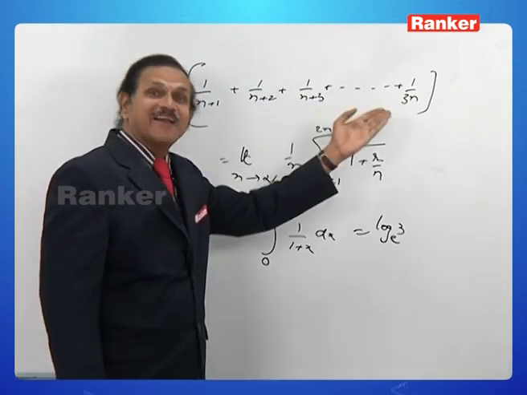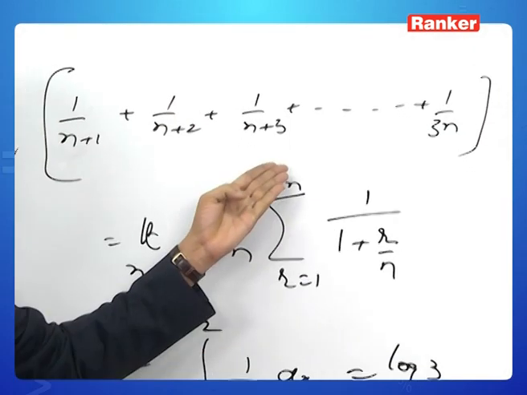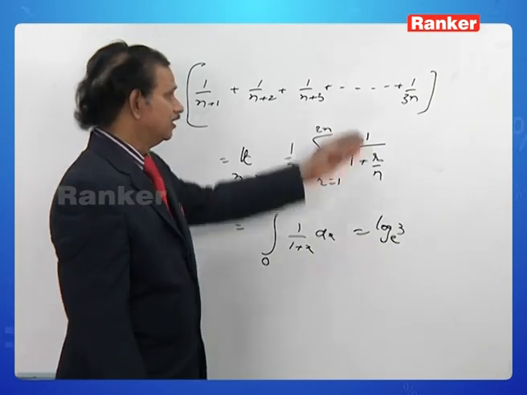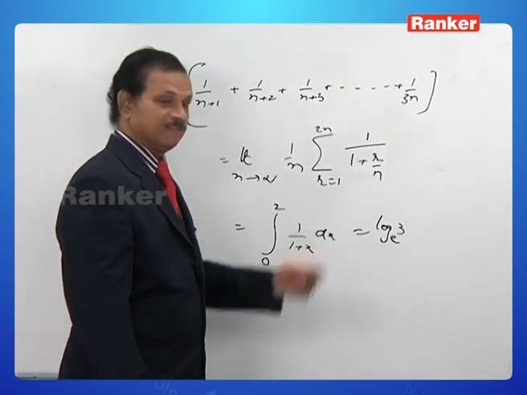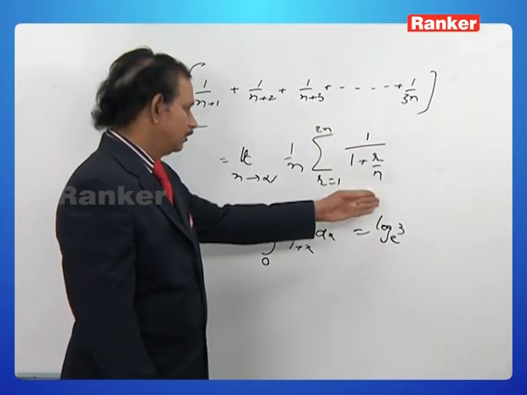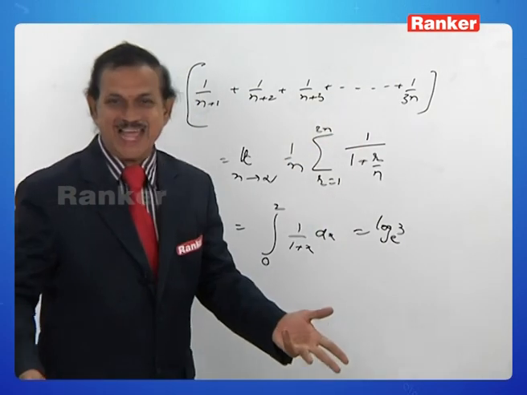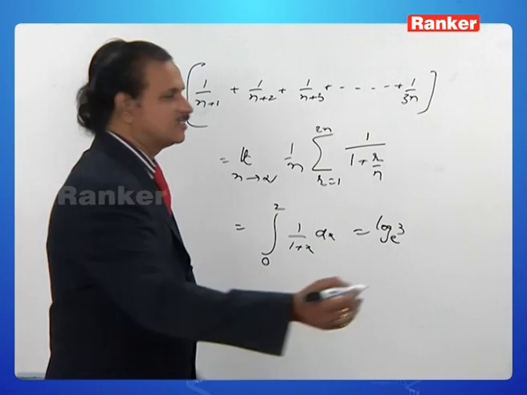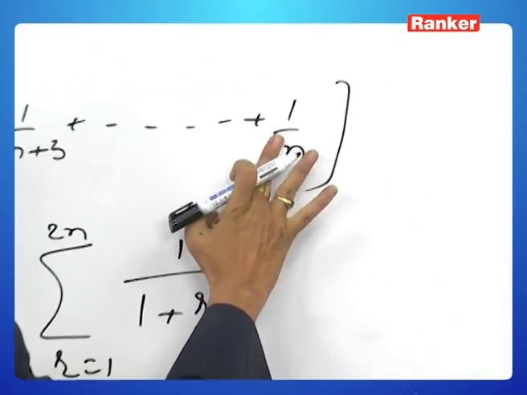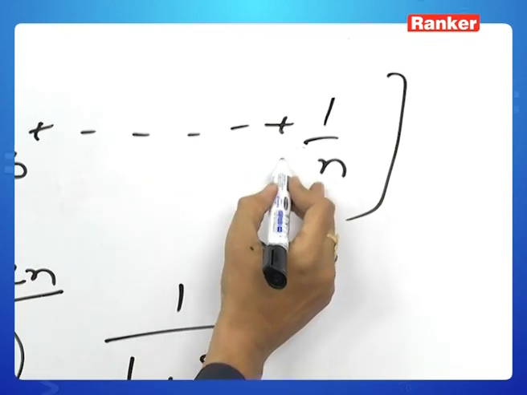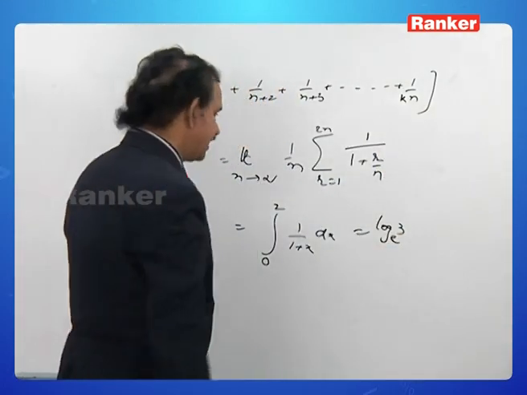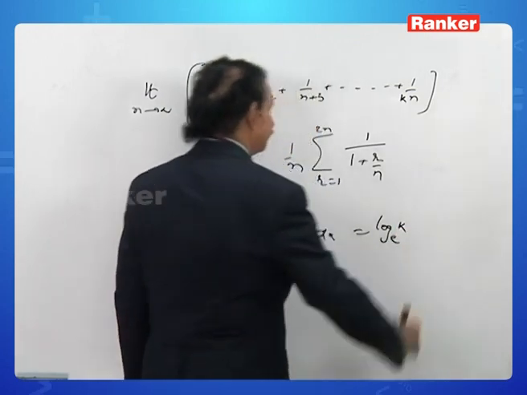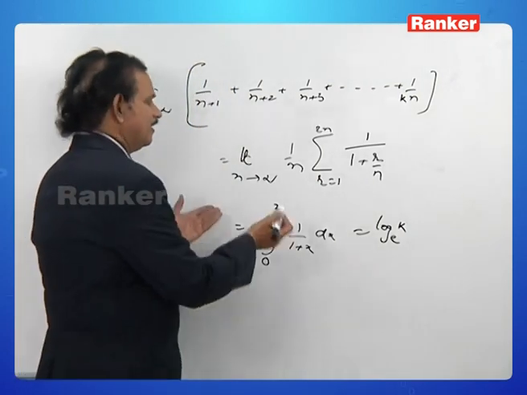If I have 1 by 4n, then the limits will be r is equal to 1 to 3n. Here the limits will be 0 to 3, then the answer will be log 4. If it is 5n, the last step is 5n, log 5. The last step is 1 by 6n, log 6. If the last step is 1 by kn, the answer will be log k to the base e. We can generalize this result. Therefore, if this is some k, then it is log k to the base e.